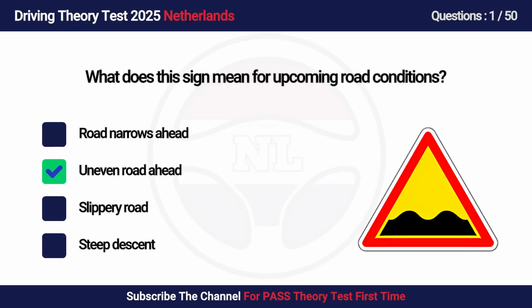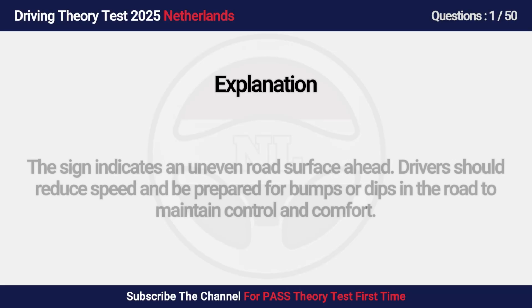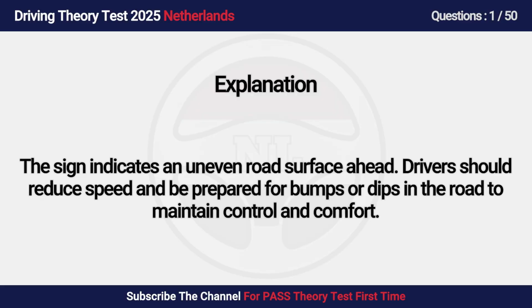Answer is B. Uneven road ahead. The sign indicates an uneven road surface ahead. Drivers should reduce speed and be prepared for bumps or dips in the road to maintain control and comfort.